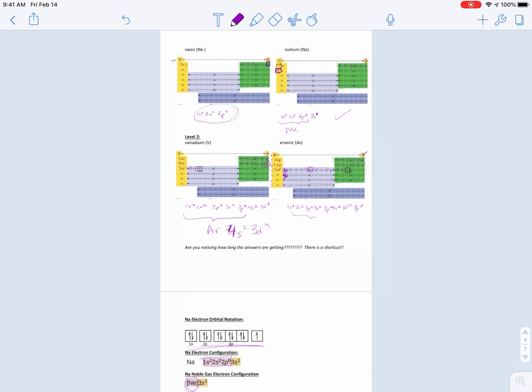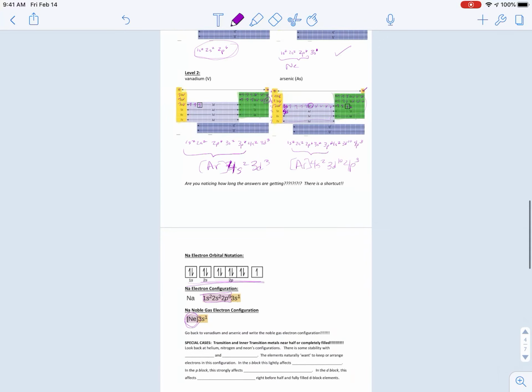And then again, argon, 4s2, gotta have the brackets. Well, it's not right without the brackets. 3d10, 4p3. So noble gas core saves us a ton of time, makes things easier.